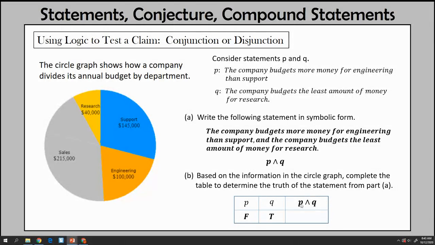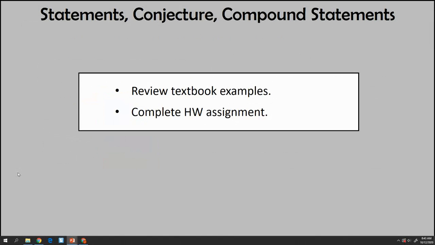Now, what's the truth value of P and Q? We haven't done a ton of this yet, but if we're going to use the word and, then the two statements that make up this concept have to both be true. So for this statement to be true, it's got to be true and true. Well, this is false and true, so it's false. Okay, so just working through that.